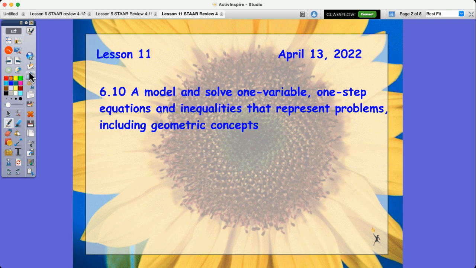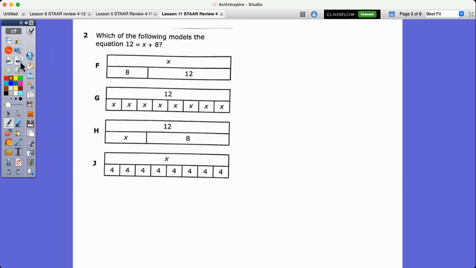Okay, lesson number 11. I know this is day 5. Just go with it. We are modeling and solving one variable, one-step equations and inequalities that represent problems, including geometric concepts. So these are all those equations that we practiced. The first one we're going to do is question number 2, and this is a modeling question. It says, which of the following models the equation 12 equals x plus 8?